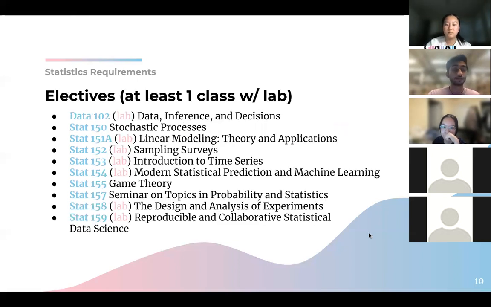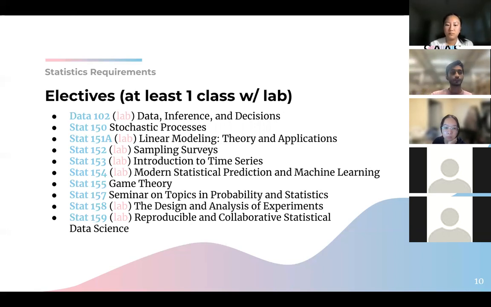Now, the second part of the major requirements are your electives. So specifically with electives, you need 3 of these electives. Mainly people will call these the Stat 150 series. So the Stat 150 series, you'll have to take 3 classes from it. Along with the Stat 150 series, recently the stat department has added Data 102. You can take this as part of your elective as well.